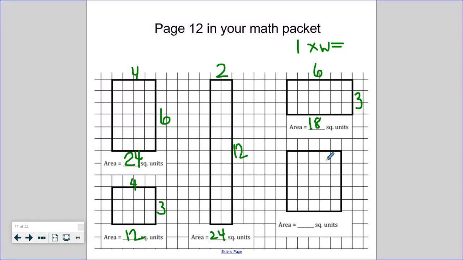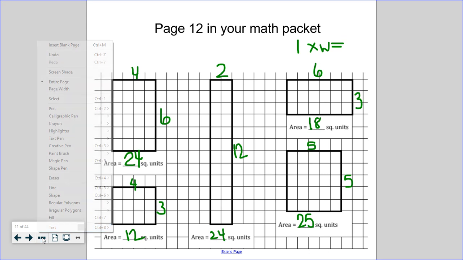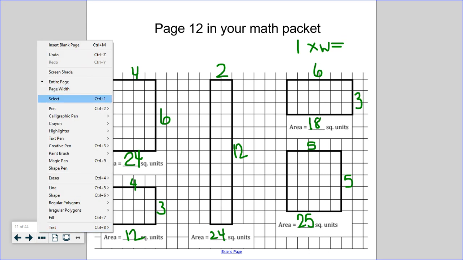This is 1, 2, 3, 4, 5 across, and it is 1, 2, 3, 4, 5 down. So length times width. The length and the width are the same on this one. I'm going to multiply to find the area. 5 times 5 is 25. Excellent job.